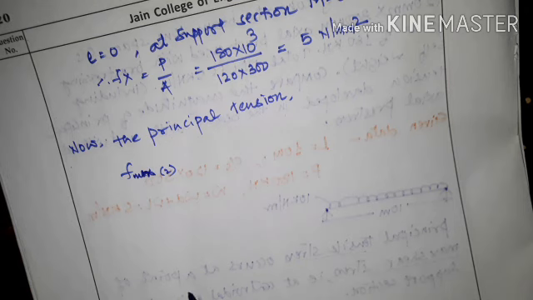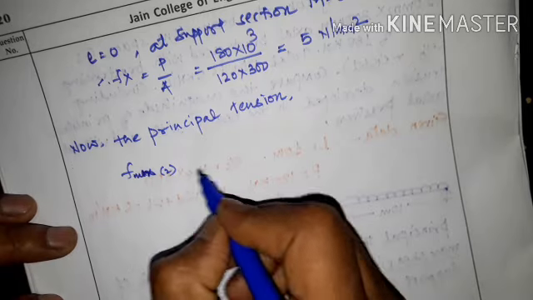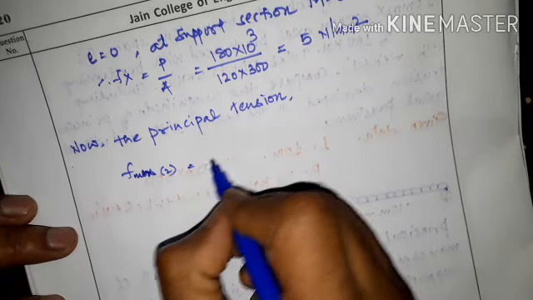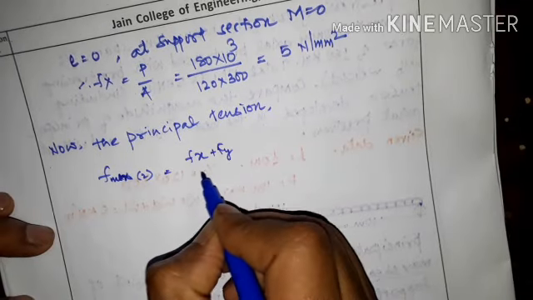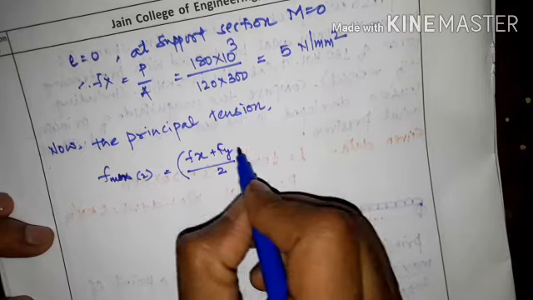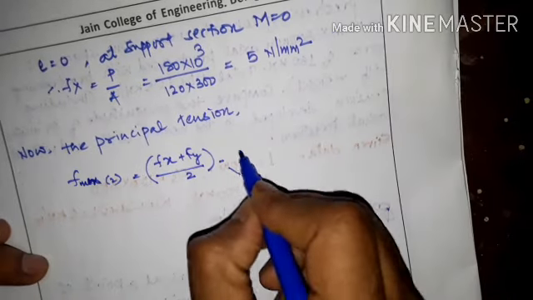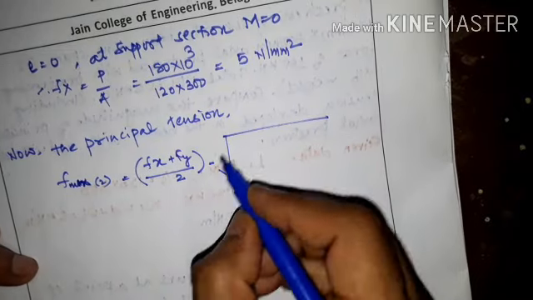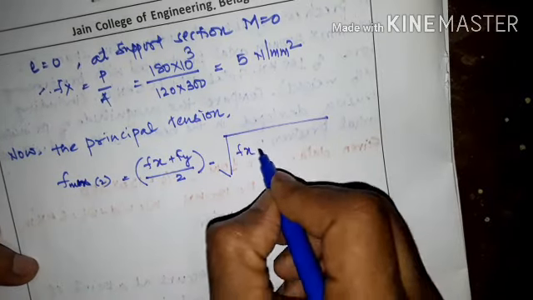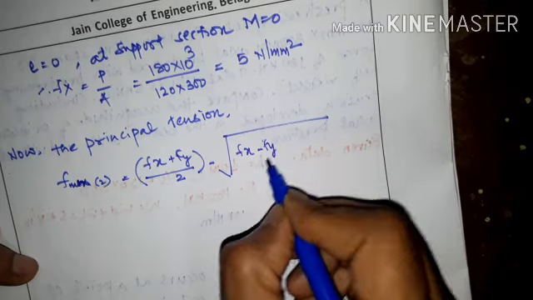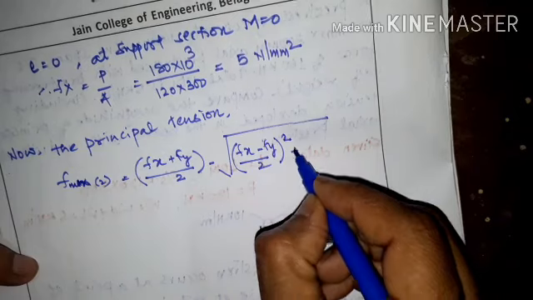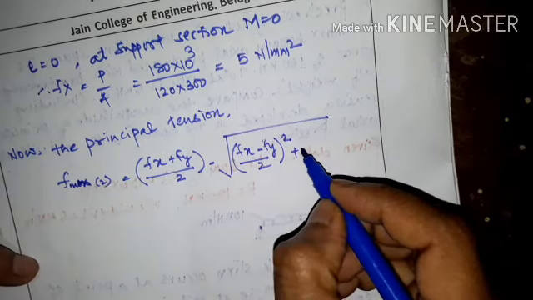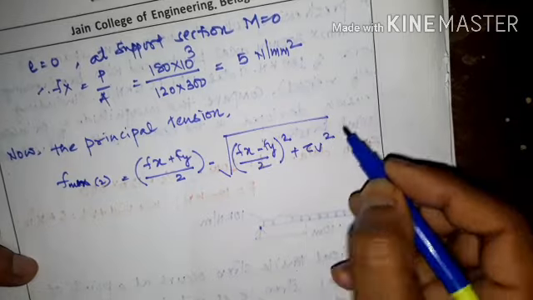Here F maximum, or F2, is given by the basic formula: Fx plus Fy divided by 2, minus the square root of (Fx minus Fy by 2) whole square plus tau v square.